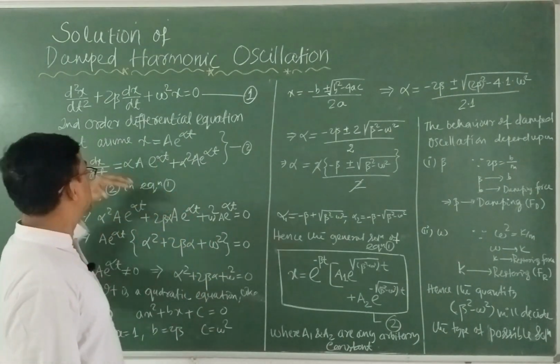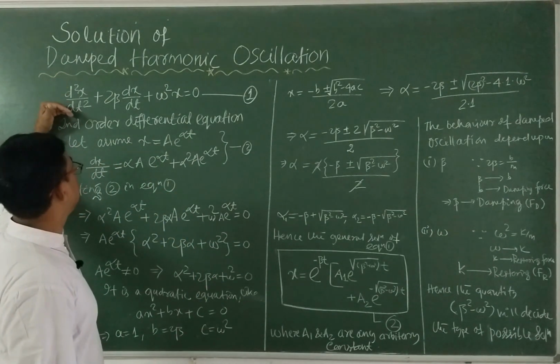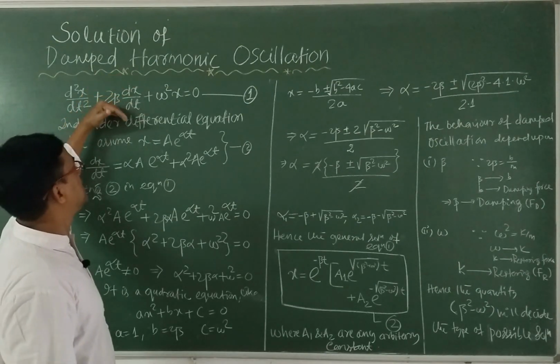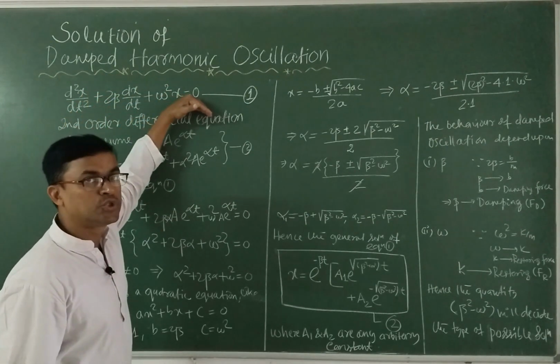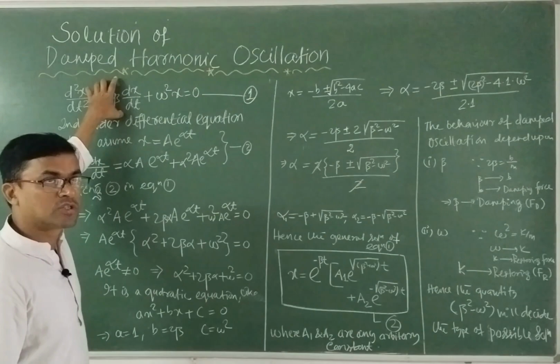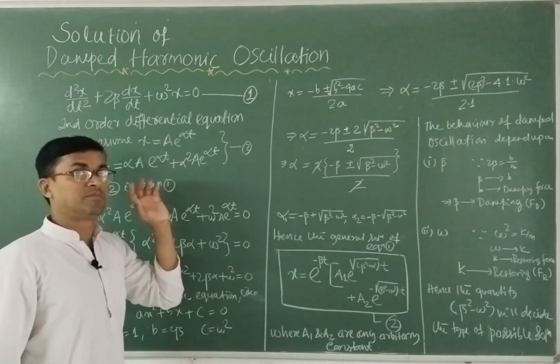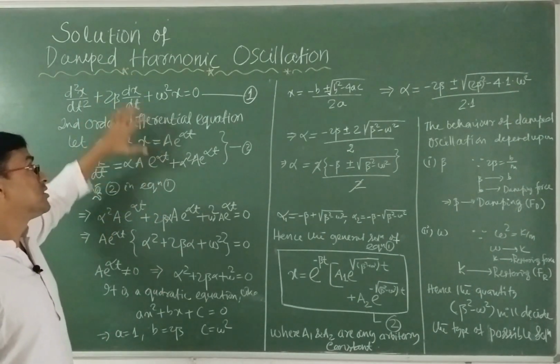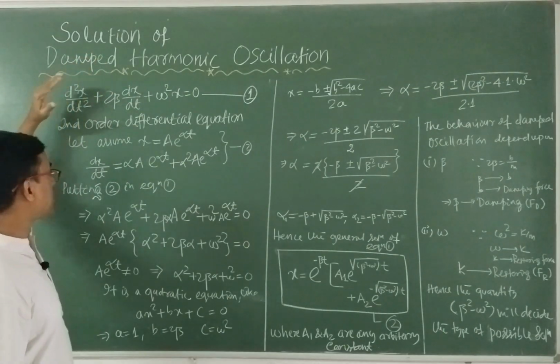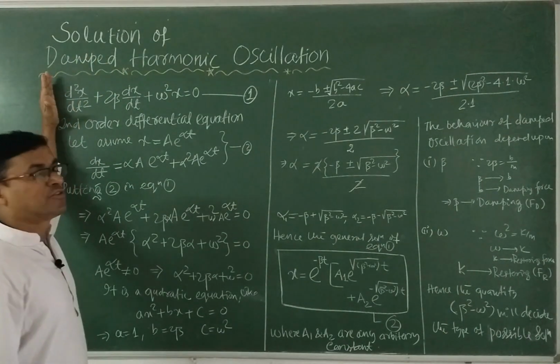In the last video we discussed d square x by dt square plus 2 beta dx by dt plus omega square x equal to 0. This is the differential equation of damped harmonic oscillation. That means this equation explains the whole system. And this is a second order differential equation.